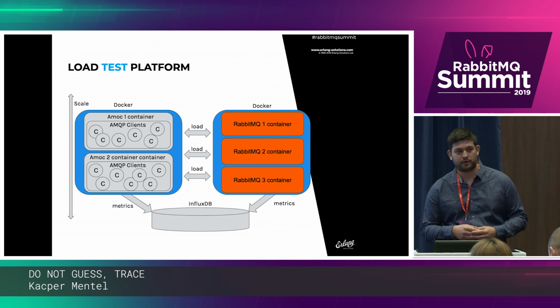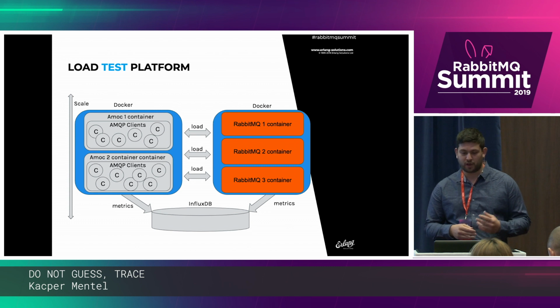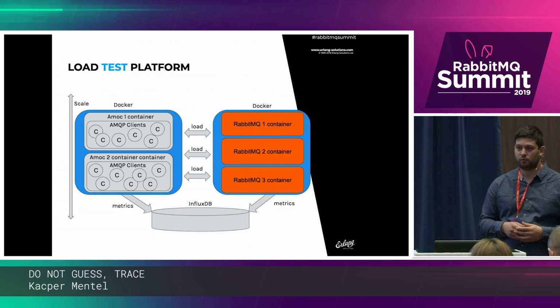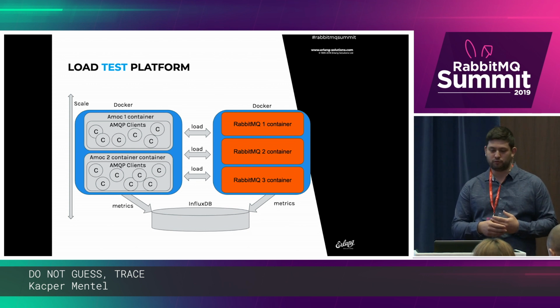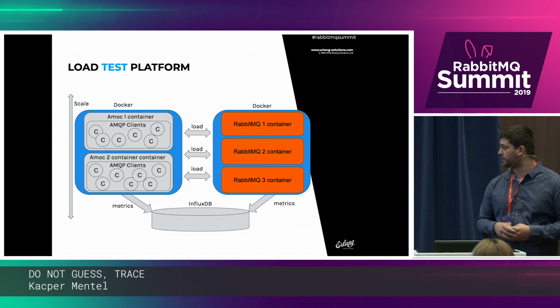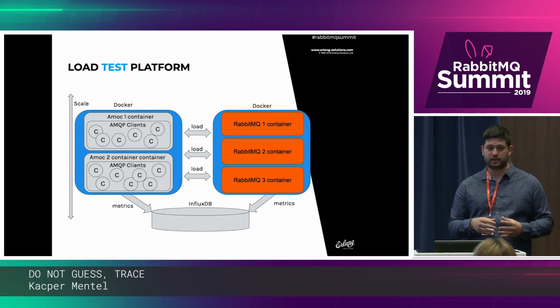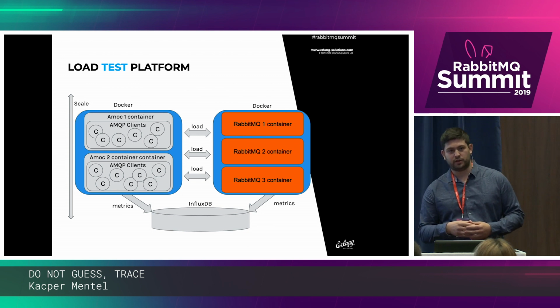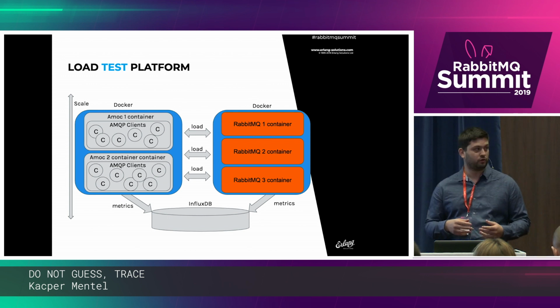What's worth remembering from that diagram is that we have 2 Docker hosts, one for the system under test, which in our case was just a cluster of RabbitMQ nodes. The other Docker host is for load generators. The next thing is that every single application that is run in our load test platform runs inside a Docker container.